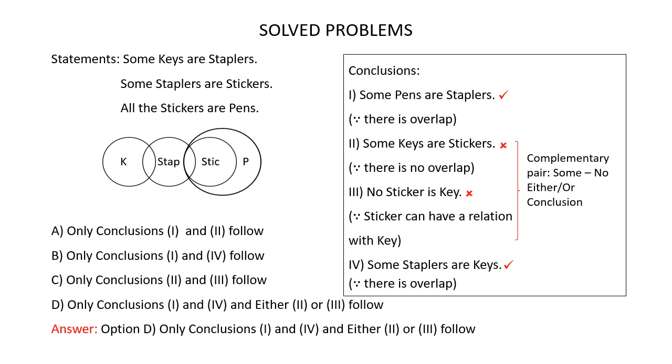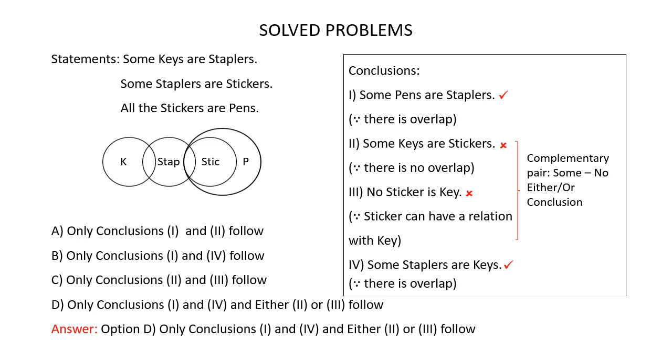But before you mark the answer as conclusion B, only conclusions 1 and 4 follow, just check if conclusion 2 and conclusion 3 are complementary pairs. Now, as you can see here, both conclusion 2 and conclusion 3 are wrong. Conclusion 2 is a positive conclusion. Conclusion 3 is a negative conclusion. The subject and predicate in both the conclusions are the same.